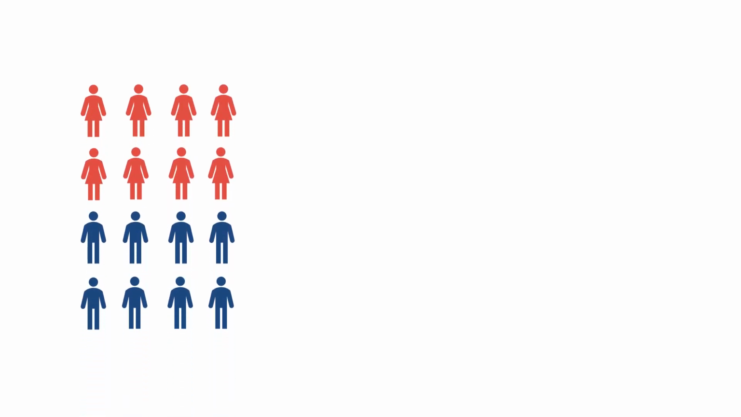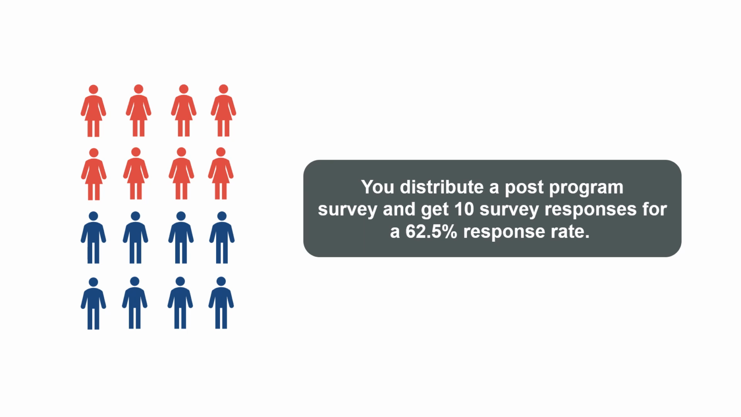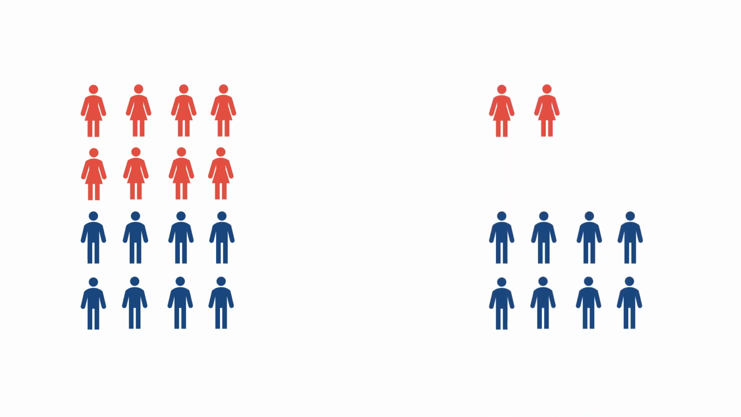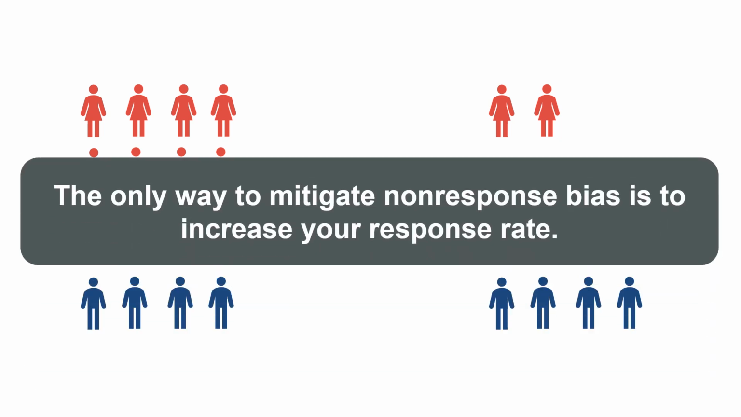Let's look at an example. This is your exchange cohort. It has 16 participants, evenly distributed between female and male participants. You distribute a post-program survey and get 10 survey responses for a 62.5% response rate. But when you look at those 10 responses, you realize you received responses from all 8 male participants, but only 2 of the female participants. This means that your survey data does not accurately reflect the opinions of your entire program cohort. The only way to mitigate non-response bias is to increase your response rate.